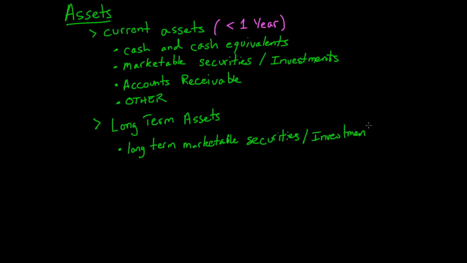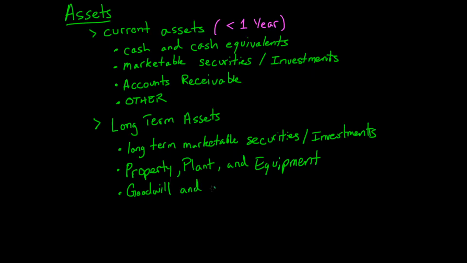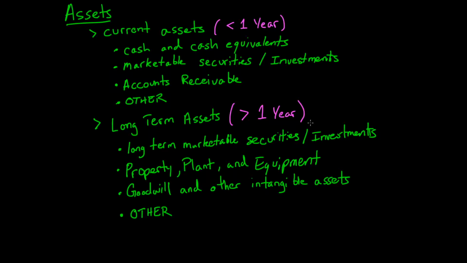Long-term assets include long-term marketable securities or investments, property, plant, and equipment, which is all the land, buildings, and equipment that a company owns. Then there's a section called goodwill and other intangible assets. These are things like patents, copyrights, trademarks, basically anything that is not a physical good but still has value. And there are other long-term assets. Long-term assets are the assets that will be held for more than a year. Generally speaking, assets are listed in the order of liquidity on the balance sheet, with the most liquid being at the top.